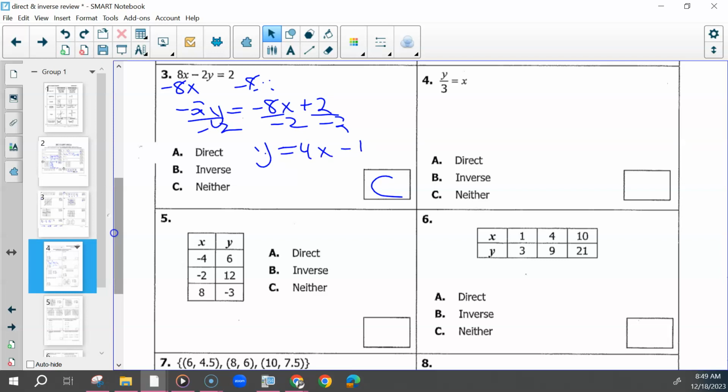Any others on this page? Four. We have to solve for y. How would we get y by itself? Multiply by 3. So now we have y equals 3x. Direct, inverse, or neither? Direct.